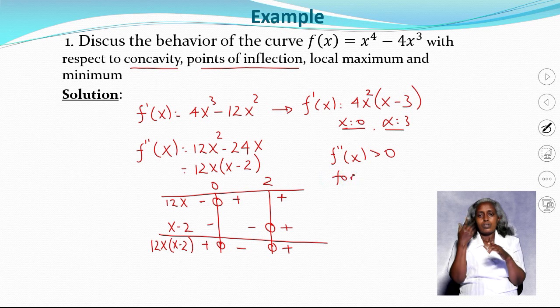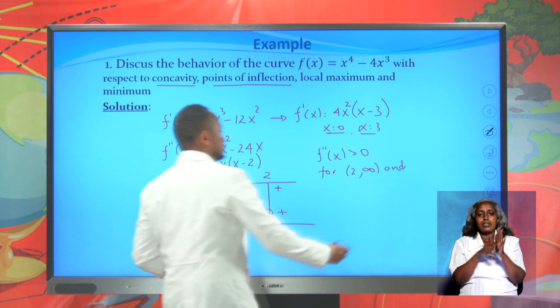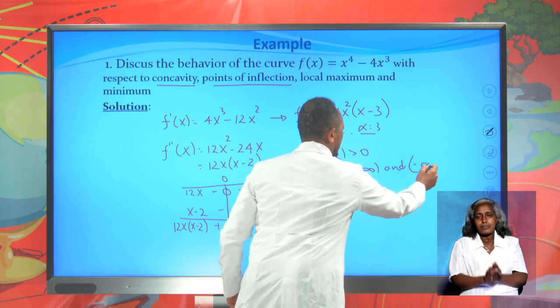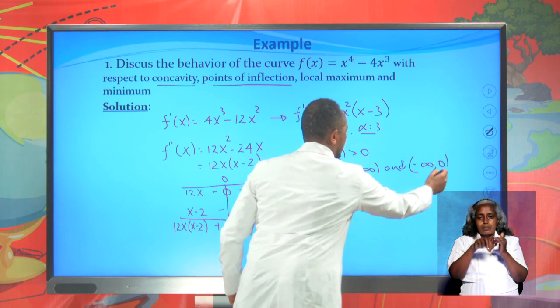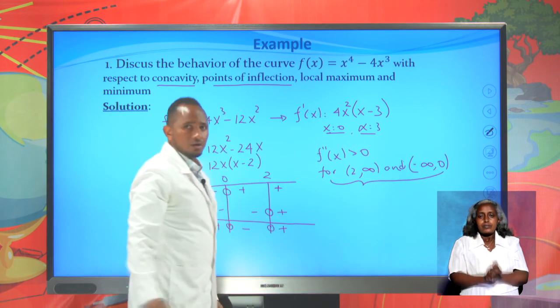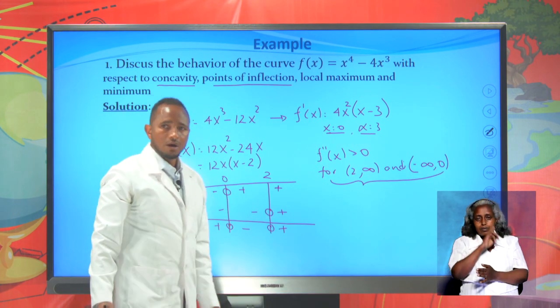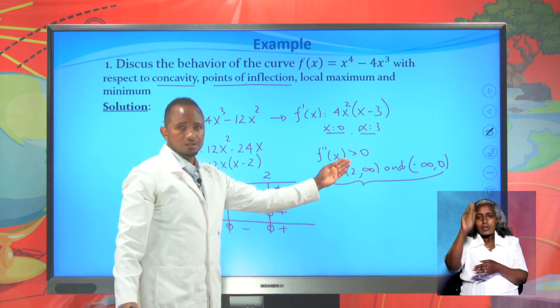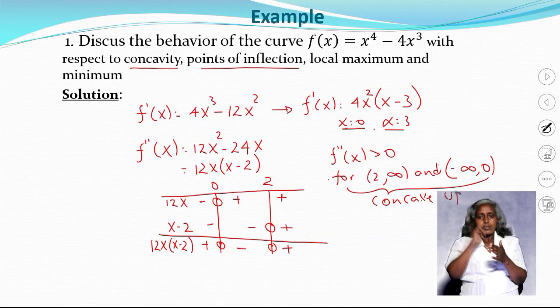for the open interval 2 up to infinity and negative infinity up to 0. Therefore, for this interval, our graph is concave upward, since the second derivative is greater than 0. It is concave upward.